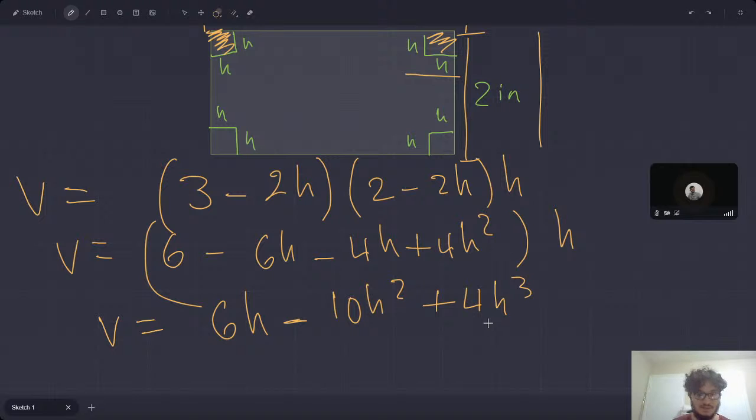So all you gotta do now is take a derivative to maximize or minimize, which will be rare, the volume. Sometimes you want to minimize, sometimes you want to maximize. That depends on the context of the problem.